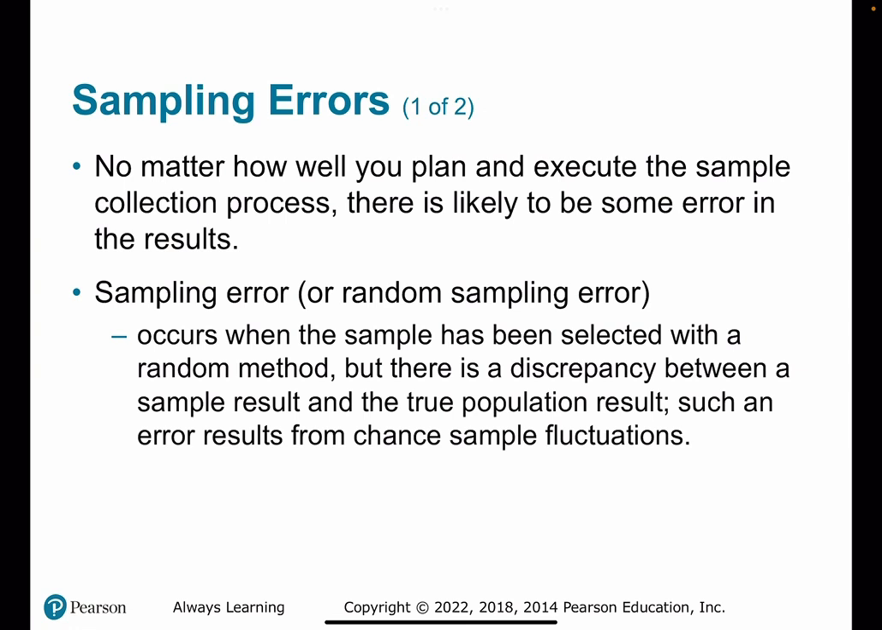So the idea, again, with sampling, to get a random sample, is that we want to construct a sample in such a way that there's no bias, right? The sample that we have had the same chance of being selected as any other sample of that size. And so now let's talk about sampling error.